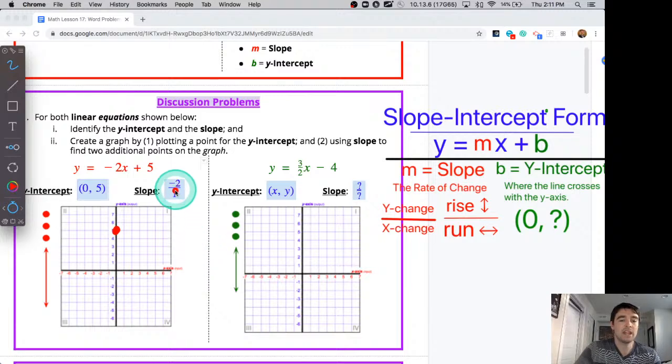Now the slope of negative 2 over 1 tells me how the line, since that's the m, will move afterwards from the y-intercept. And that's rise over run. This tells me negative 2 over 1 means y is going to lose 2 units for every 1 x. In other words, this graph is going to have to go down by 2 units every time it goes right by 1.